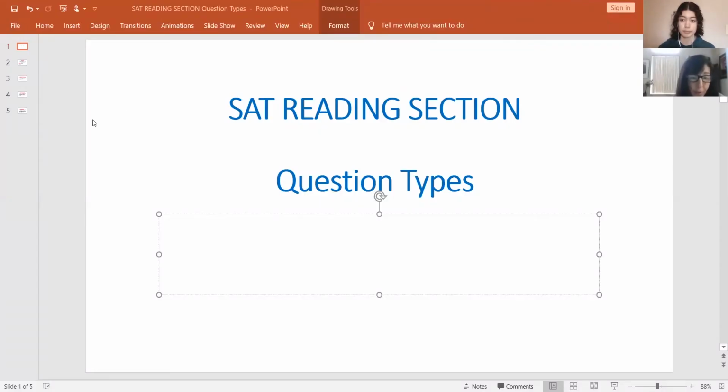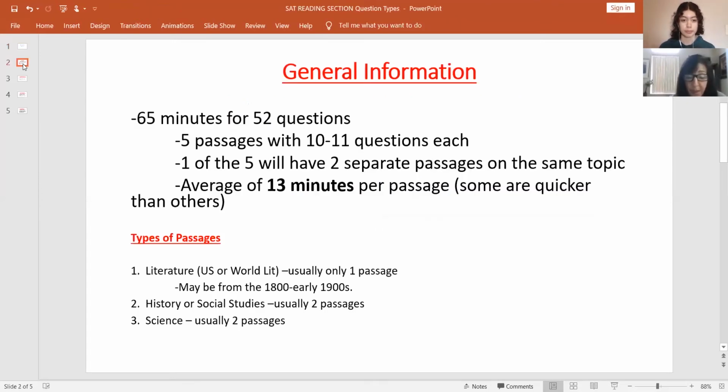Okay. So you have seen this a little bit before. SAT reading section, question types. General information: 65 minutes for 52 questions, 5 passages with an average of 13 minutes per passage. You could look at the previous YouTube to get more information on that if you'd like.